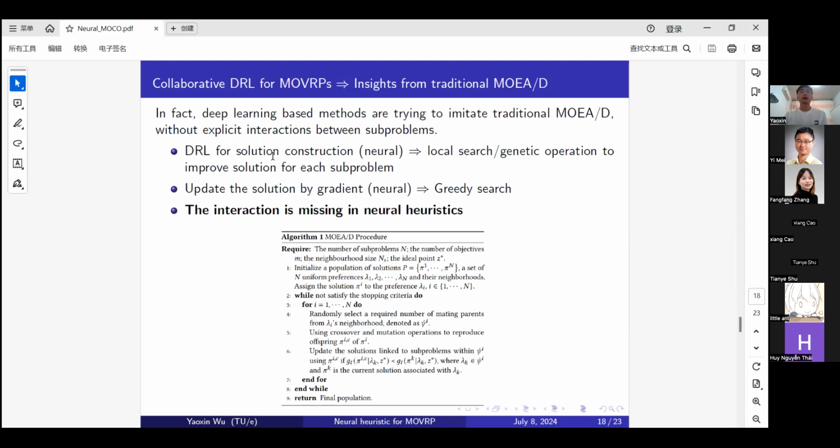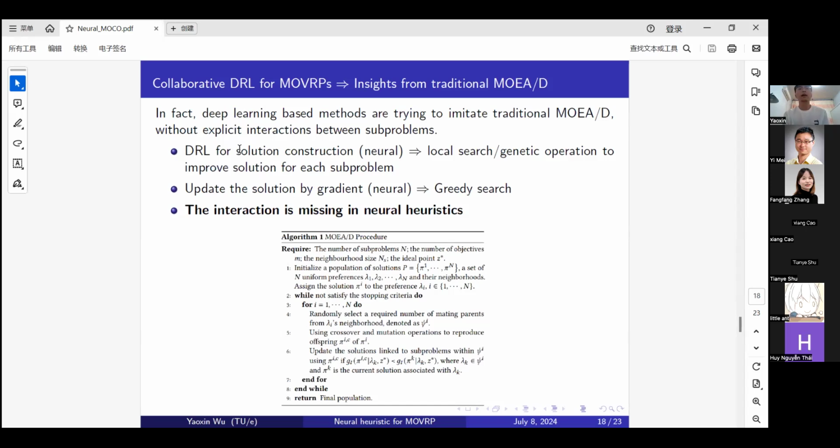And in the second work, our goal is further increasing the generalization performance of our neural network. So we proposed the collaborative deep reinforcement learning. The motivation is displayed in the slide.